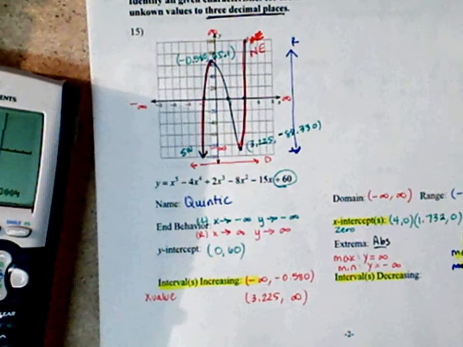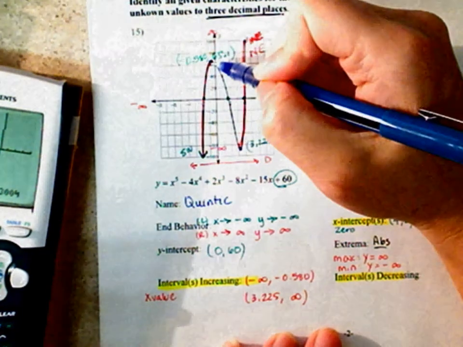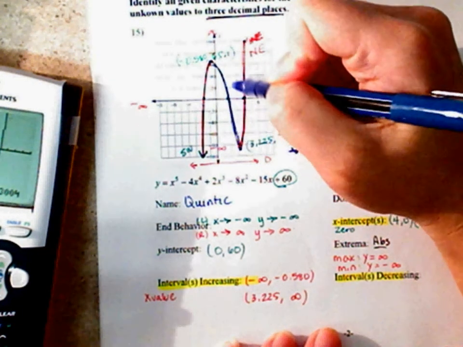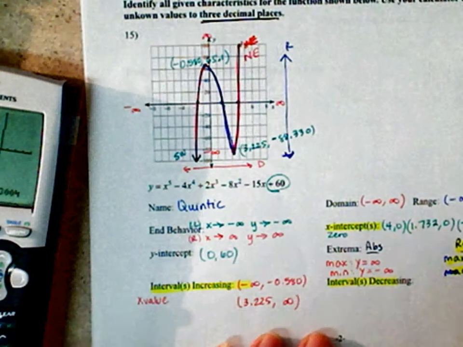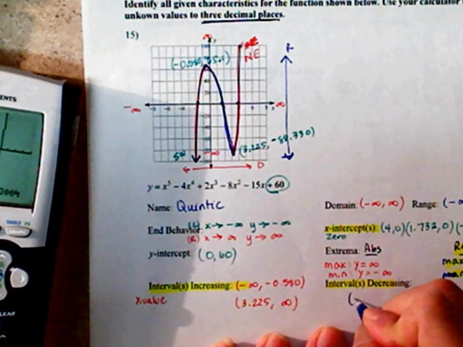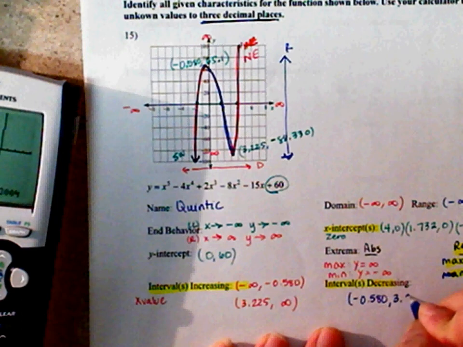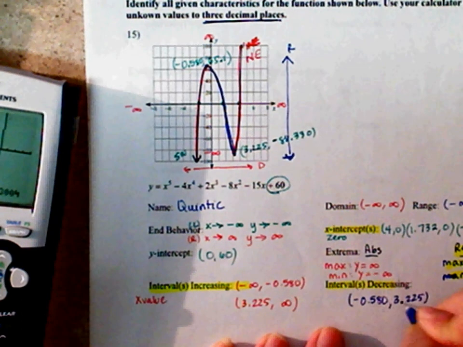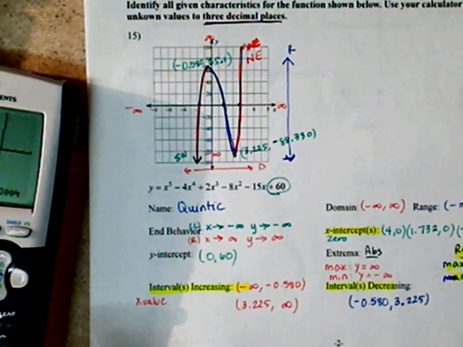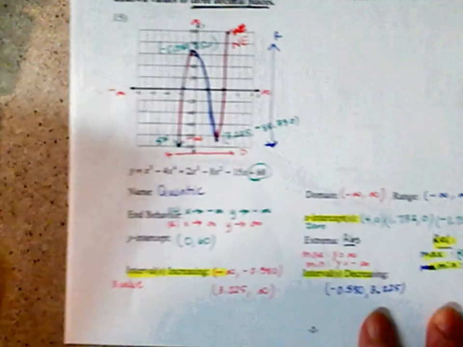Interval decreasing, I see one decrease right here. That is the only decrease I see. So what is that decreasing? Negative 0.580, stopping at 3.225. And there you have your decreasing. All right, here's your solution in case you need to take a quick picture.